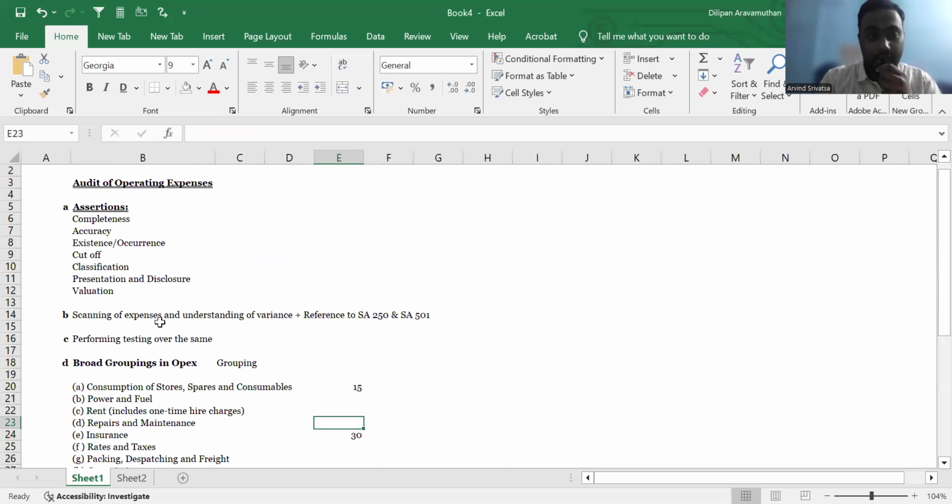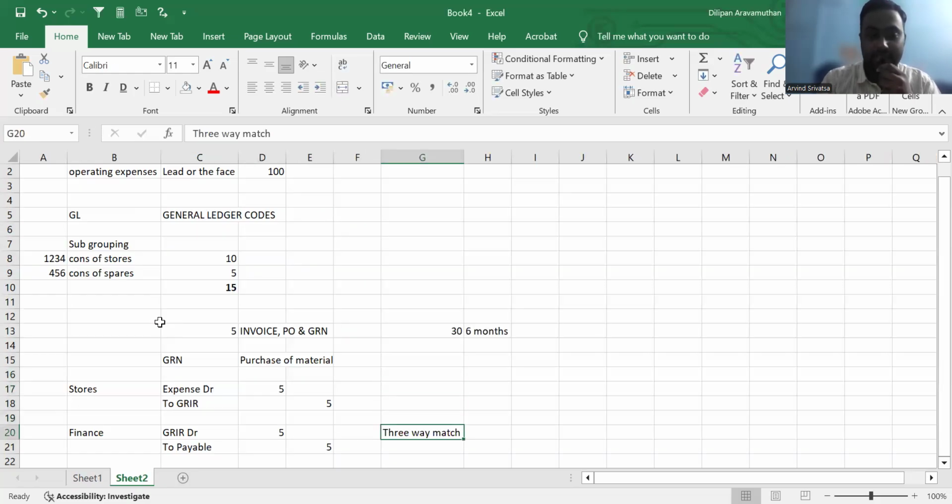So coming back to our point, in case of accuracy, we will see these three documents: invoice, PO, and GRN, to ensure that the entry the management has passed, like the expense to GRIR entry of 5 rupees, is accurate. That is, it is backed by underlying supportings. Because you cannot pass entries in thin air, right? It has to be backed by something. It has to have some basis for it, right? Which is why we need to look at the supporting and get comfort over accuracy as an assertion.